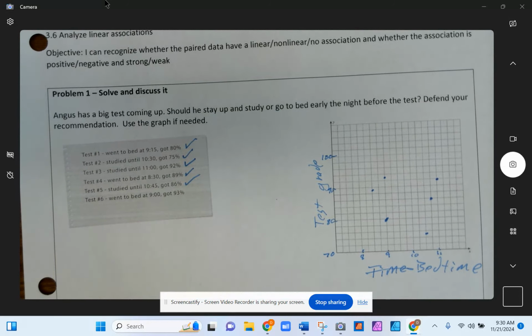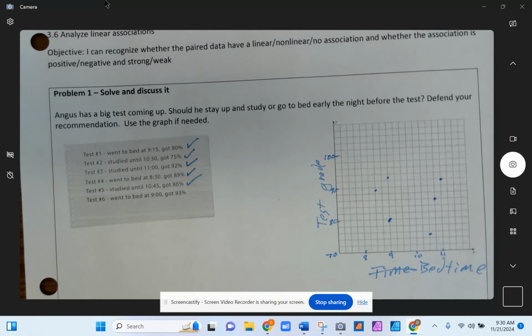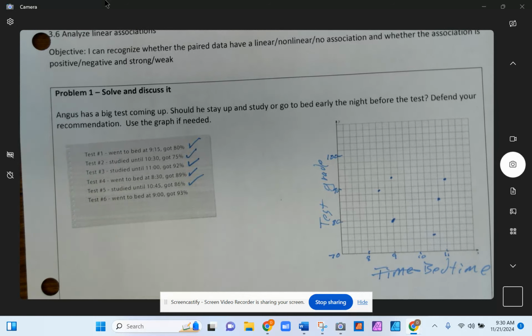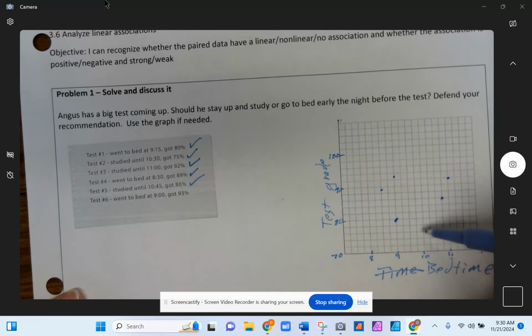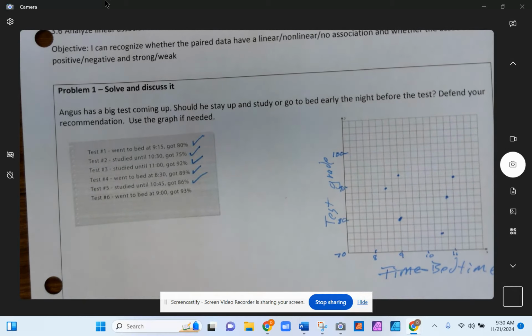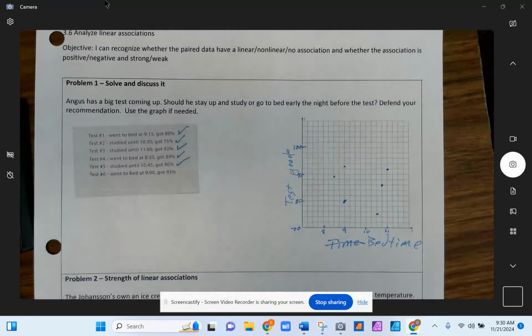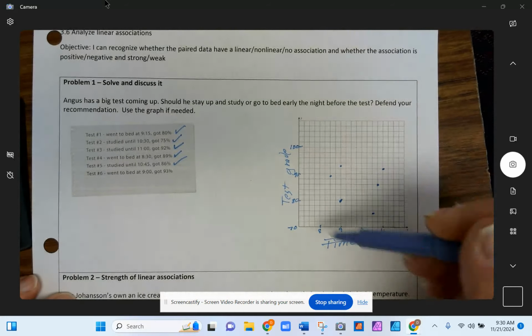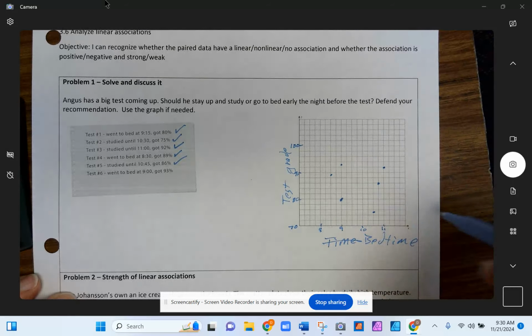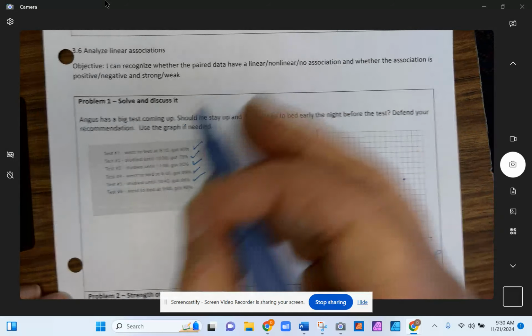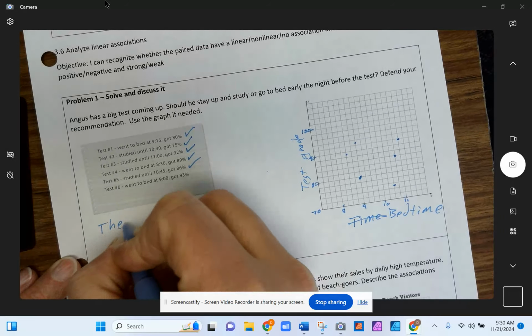Basically, should he stay up and study or go to bed early the night before the test? Defend your recommendation. Use the graph if needed. Well, I'm looking at this graph. We have this scatter plot with this limited set of data. Honestly, I don't think I can really draw any recommendations from this because I can't draw a line through this that makes sense. There's no association.